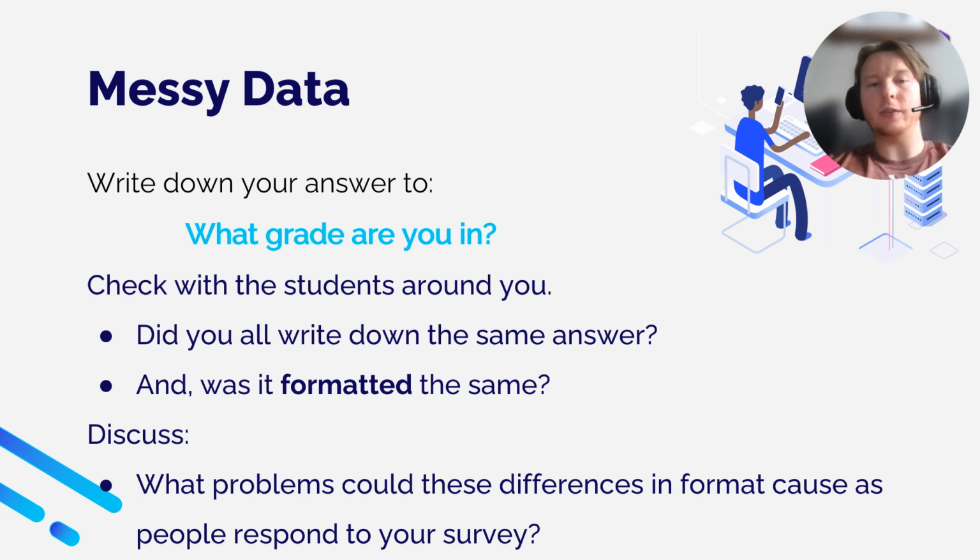So the activity here is for students to write down their answer to what grade are you in. What we found running this activity before, and here's what we expect you'll find as well, is that some students write down the number 10, 1-0. Some students write down the word 10, T-E-N. This is assuming a 10th grade class. Some students will write 10th. Some may write sophomore. And you get a whole bunch of different responses, even though all the students are actually giving the same answer. So this is a nice opportunity for a class discussion around what problems these differences in format could cause as people respond to the survey.